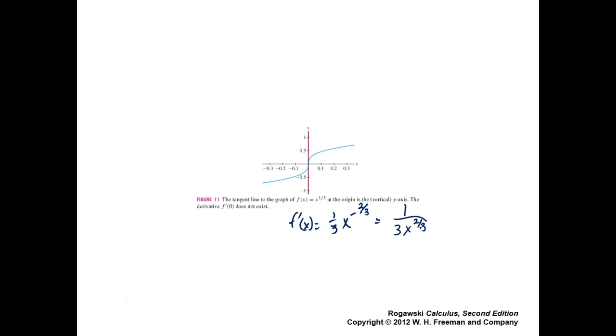I would also maybe choose x equals 8. I can do that because I know what the cube root of 8 is. It's 2. 2 squared is 4, and this would be 1/12. So it's a very, very narrow slope when you get out to 8. Negative 1, we could do that too. What's the cube root of negative 1? Negative 1.